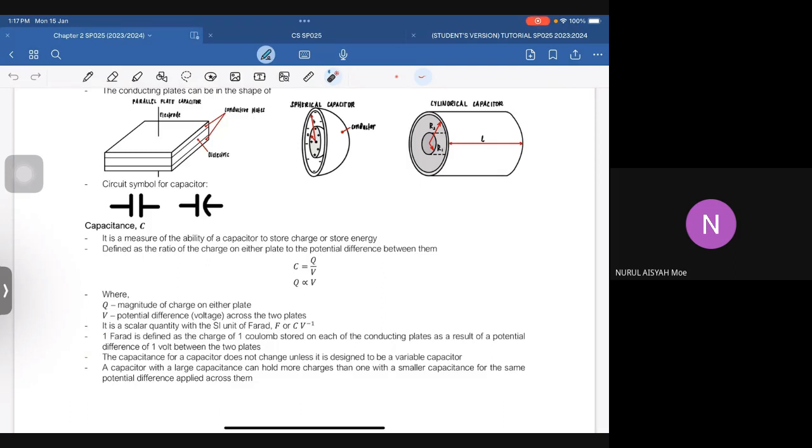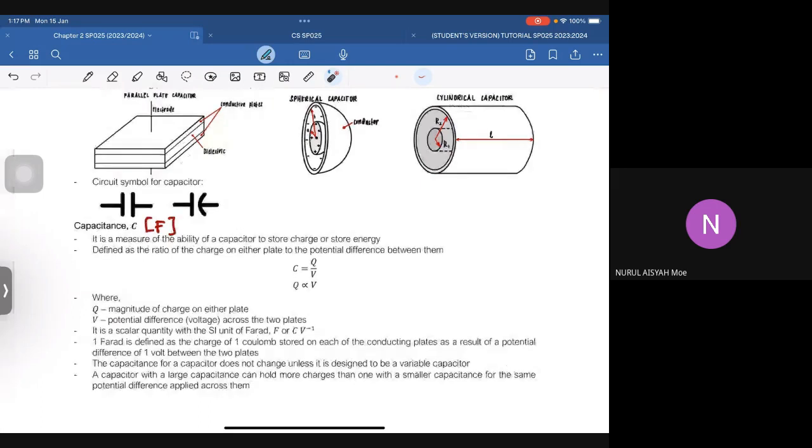Okay, so for capacitance, you have to remember the unit is farad, or coulomb per volt, but usually we use farad. And usually it will be in the prefix of mu, which is times 10 to the power of negative 6. Usually, but it can change. So this formula, you can refer to in the formula sheet.